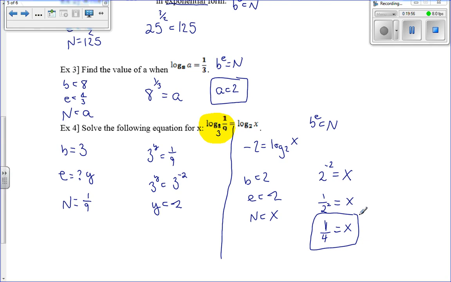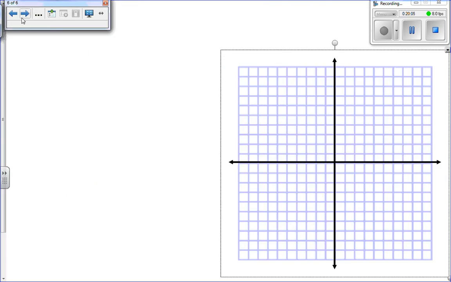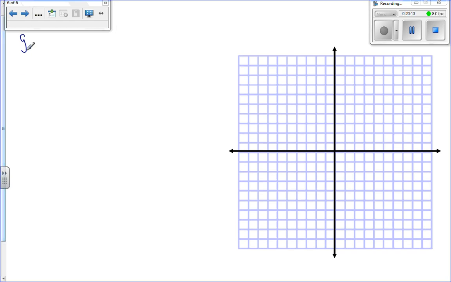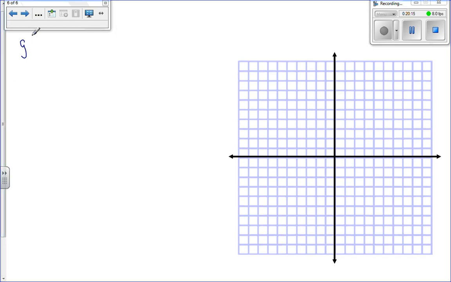Now I know that is the end of your printed notes. However, I want to go back over graphing, so I'm going to add another page here, and we're going to graph y equals 2 to the x.